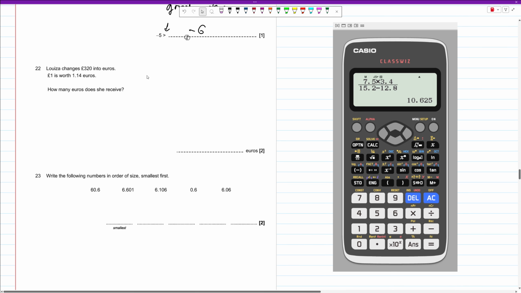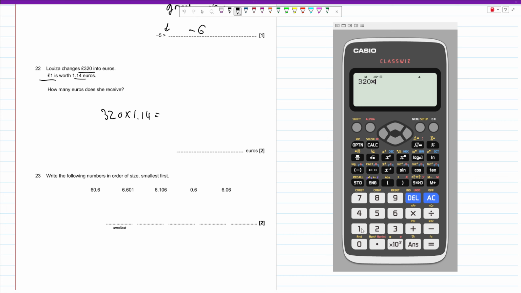Okay, Louisa exchanges £320 into euros. £1 is worth 1.14. So 320 multiplied by 1.14 gives me 364.8. Ta-da!